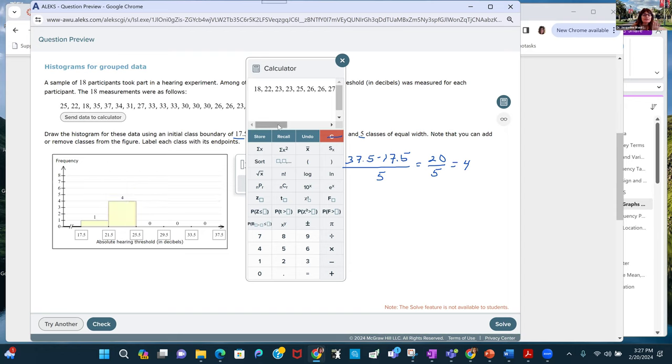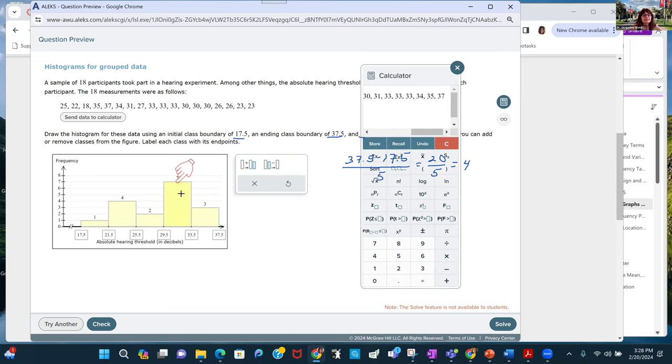And then between 25.5 and 29.5, so we're going to start at 26. So we've got 26, 27, and that's it. Two. And then between 29 and a half and 33 and a half, we've got 30, 30, 30, 31. We have to include the 33s, and there are three of them. So I had four and three is seven. And then between 33 and a half to the end, you're going to include 34, 35, and 37. That's three.